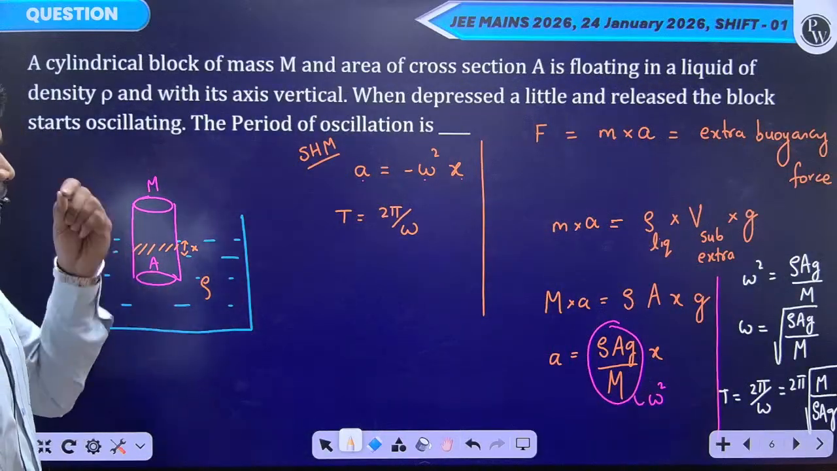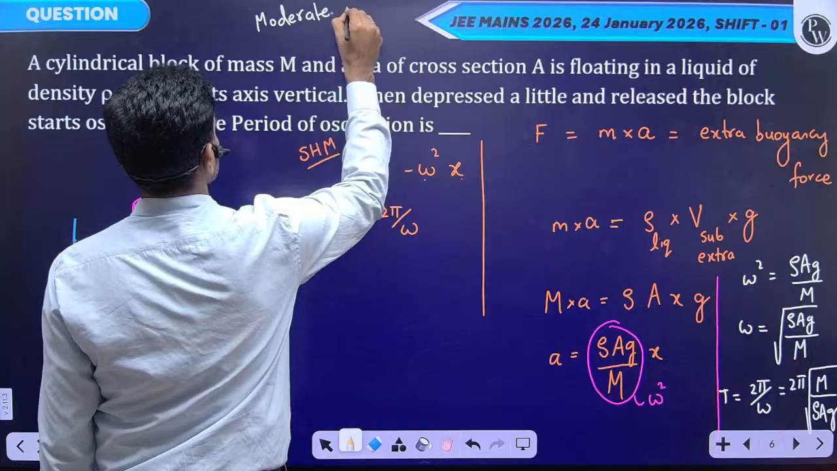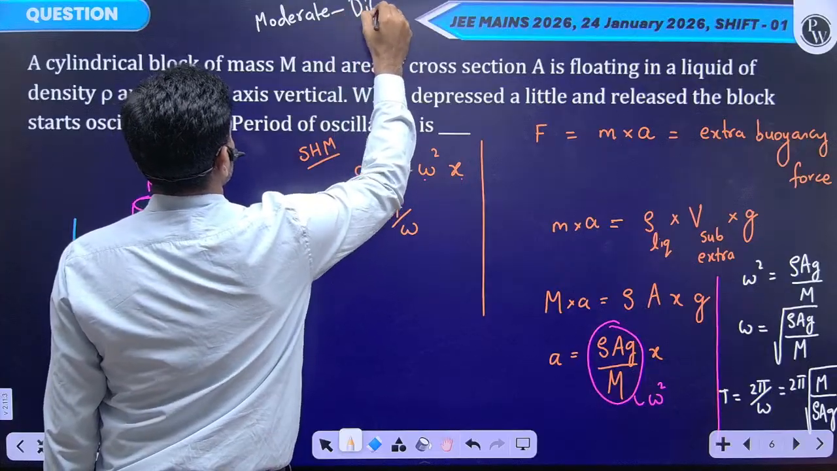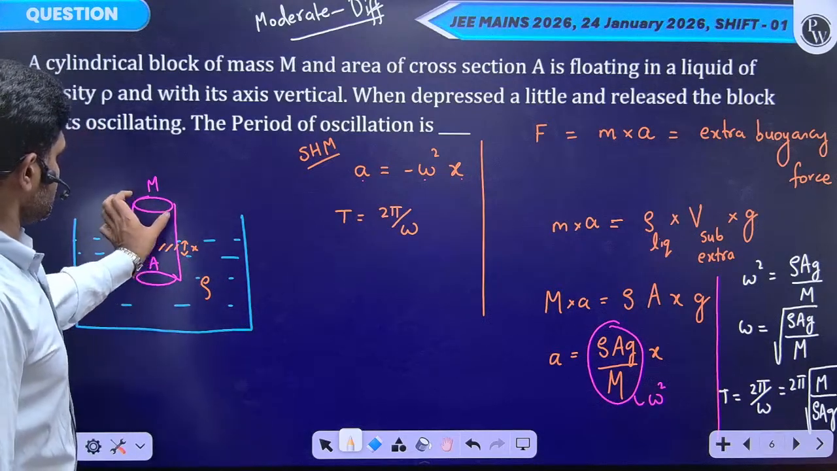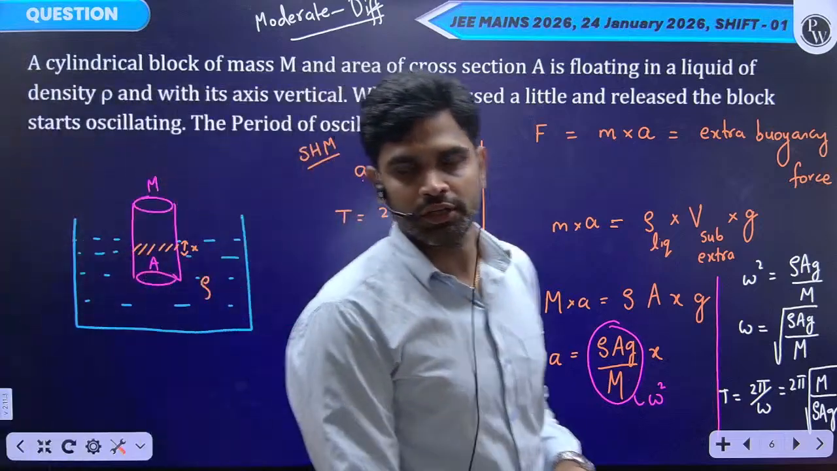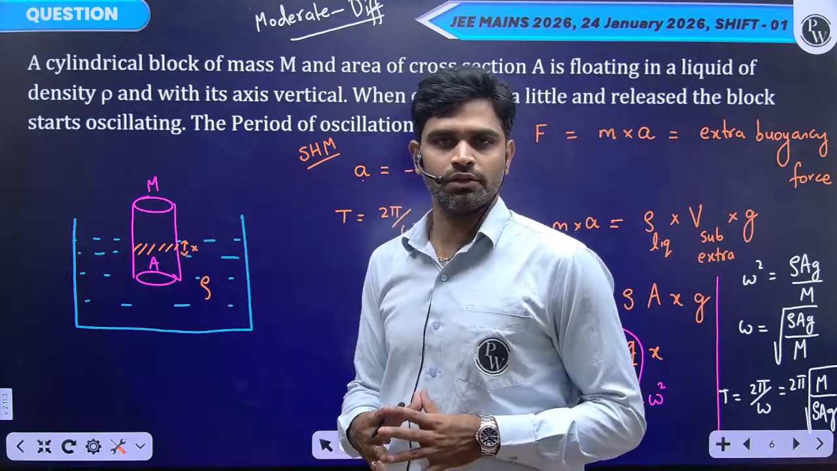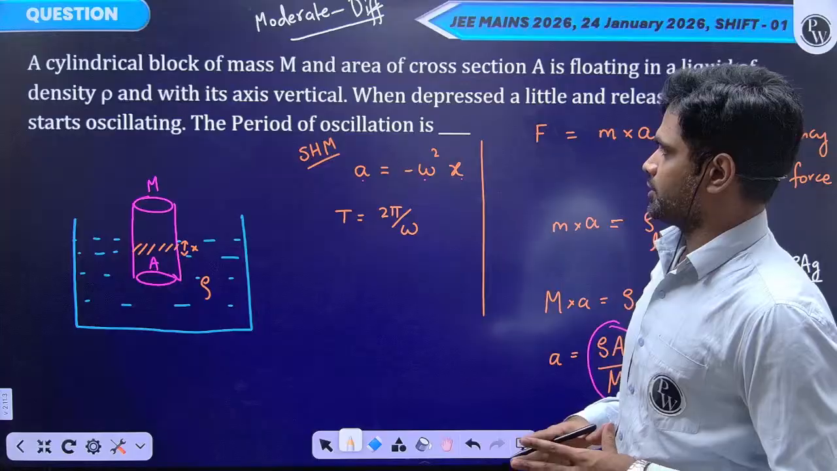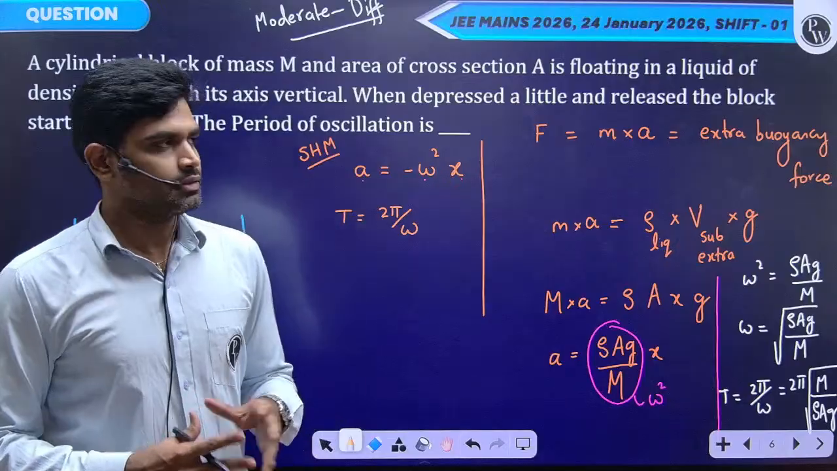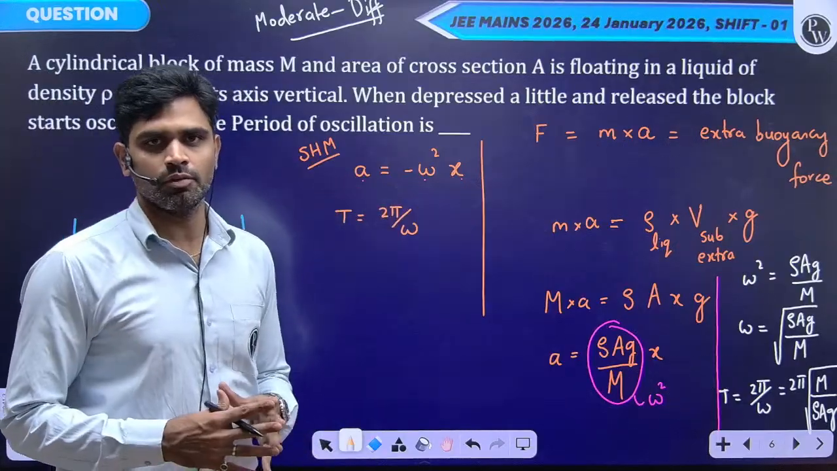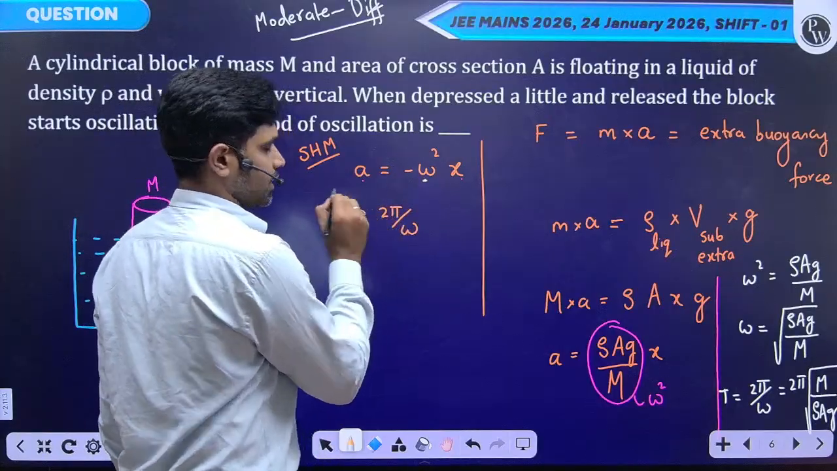So let me explain this again, because it's a moderate to difficult question. If you know the formula, it's fine. Otherwise, the derivation is a little lengthy. We have a block floating in water or some liquid of density rho. They are asking, if I disturb it, what is the period of oscillation? And in our syllabus we only have SHM, so a equal to minus omega square x is the only formula we have. Once we get omega, we can find the time period.